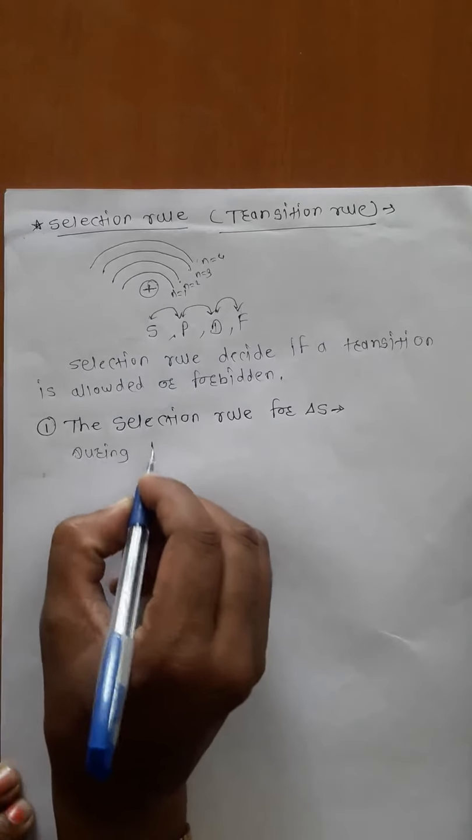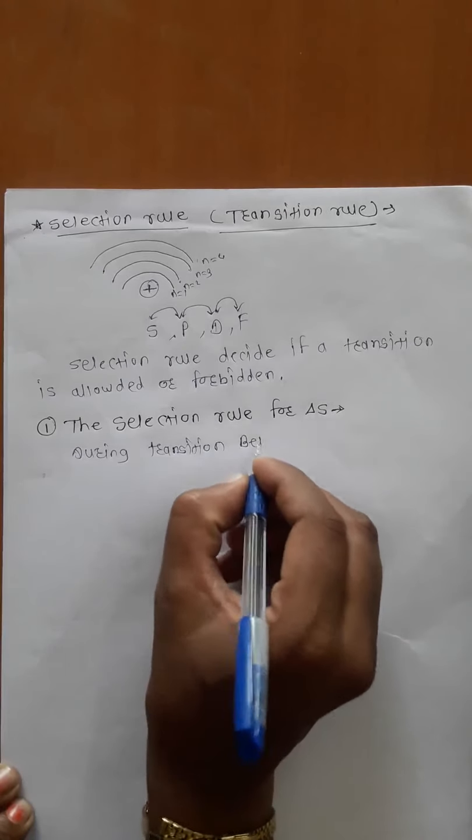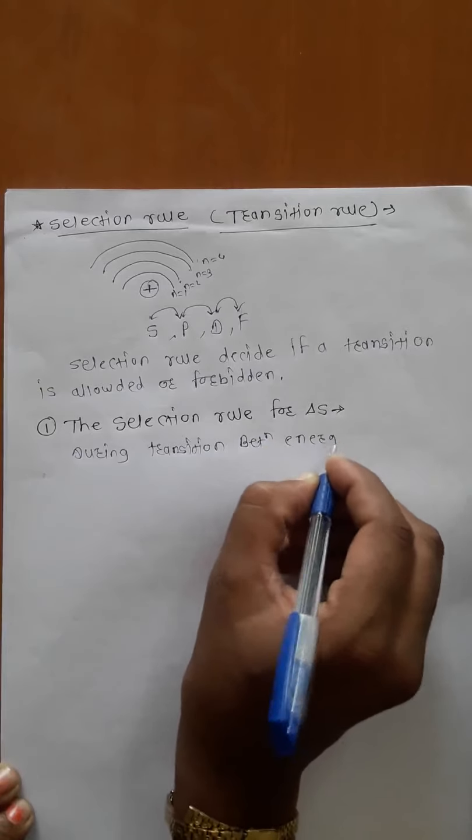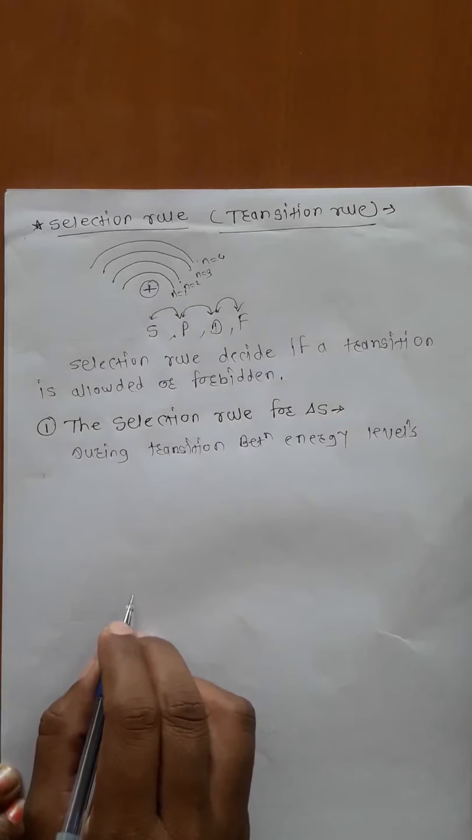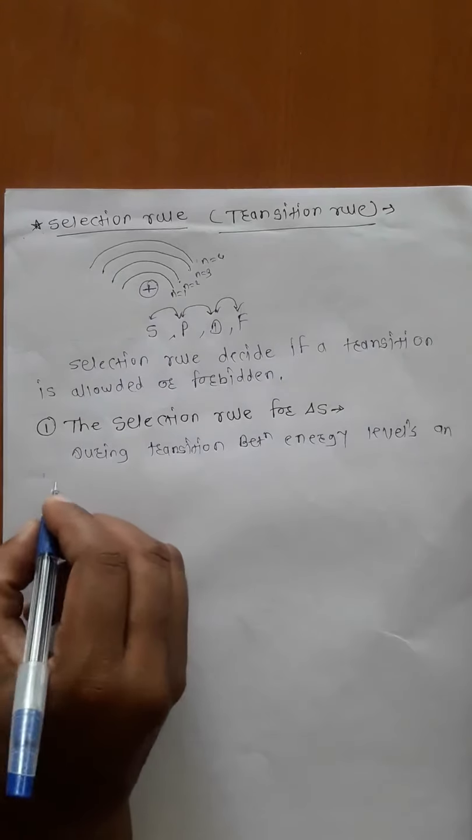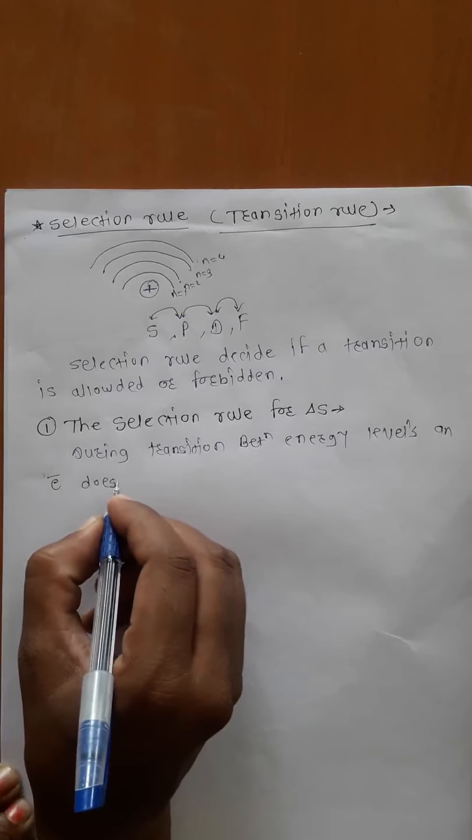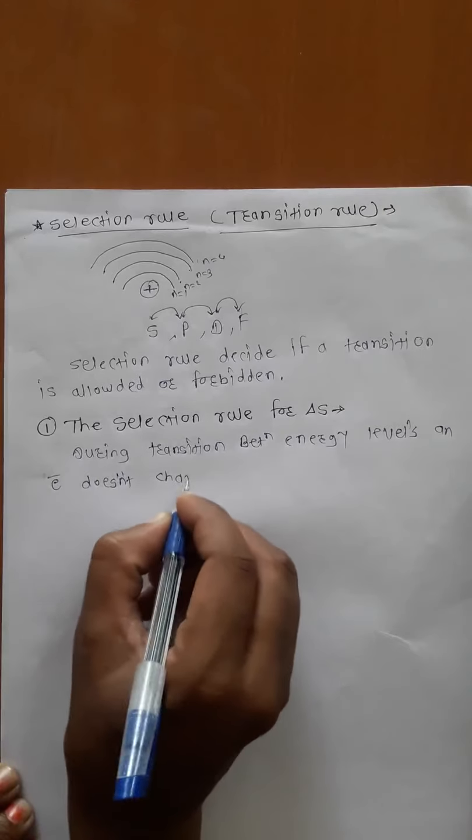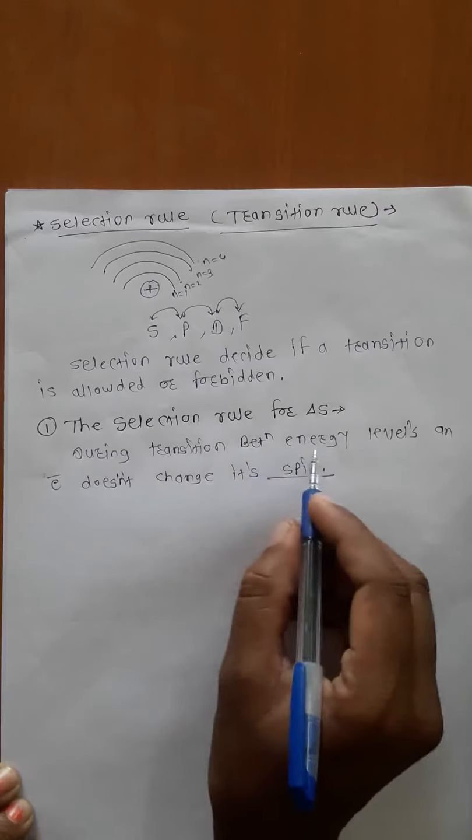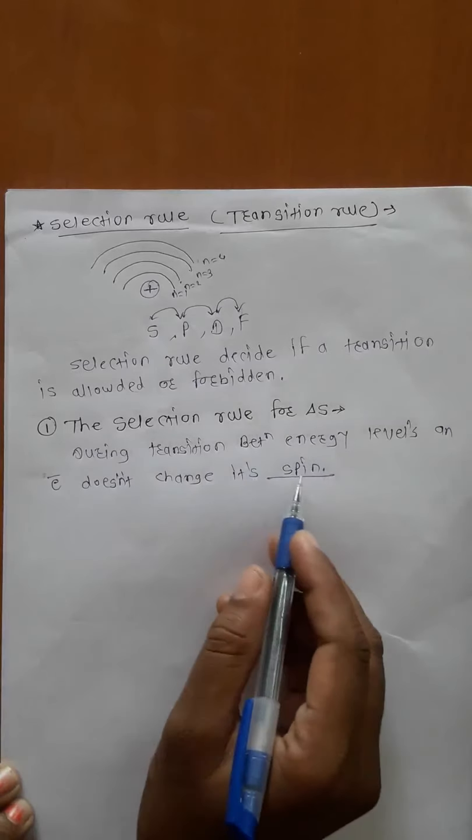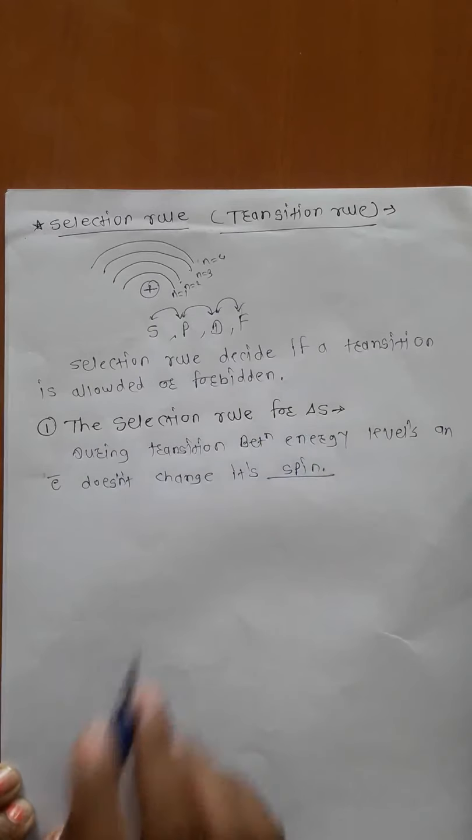During the transition between energy levels, an electron does not change its spin. Therefore the transition is allowed, otherwise the transition is forbidden.